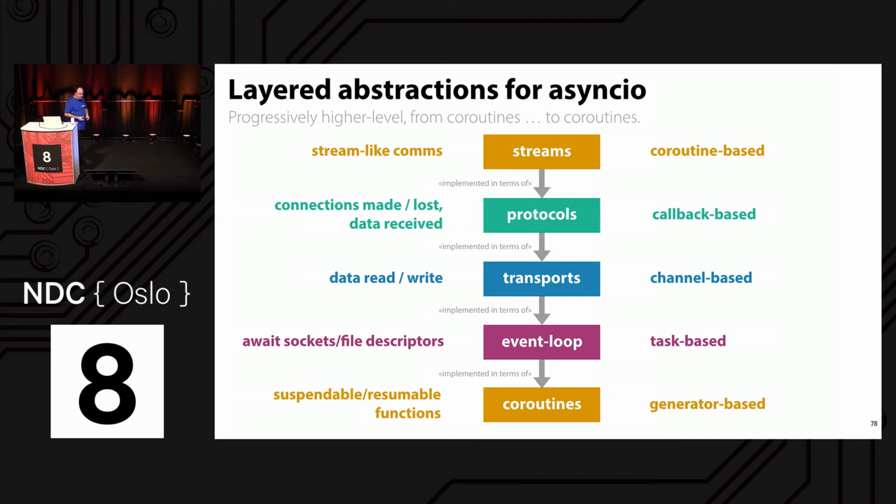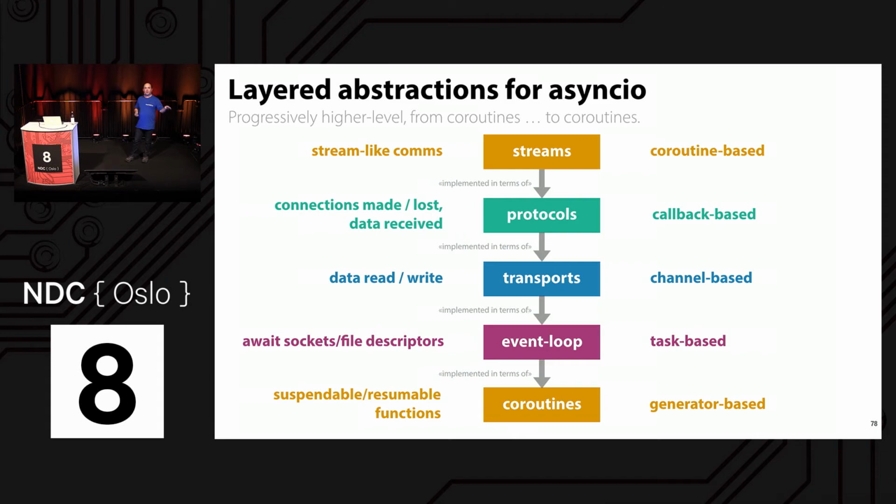So the asyncio library in Python has this pretty substantial tower of abstractions layered on top of each other. We've seen at the bottom that we can build resumable and suspendable functions, coroutines, using generators. On top of that, we have tasks, which in conjunction with the IO-aware event loop, can await on sockets and file descriptors and things.